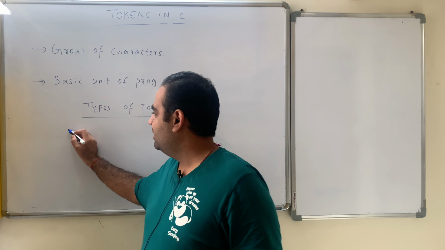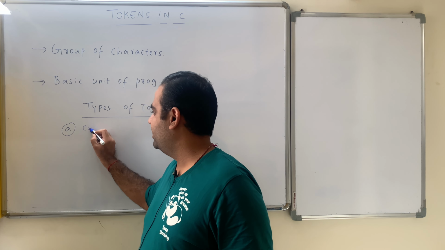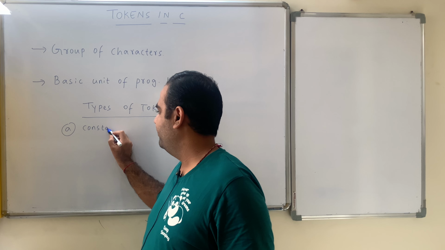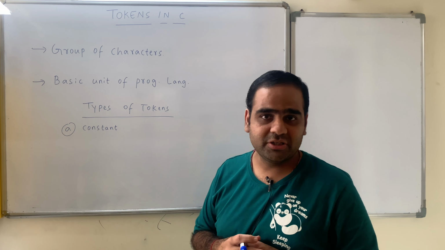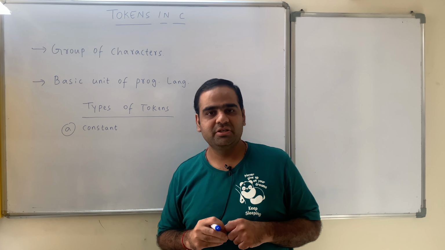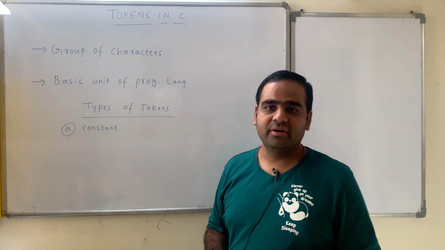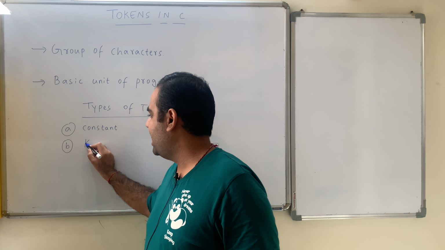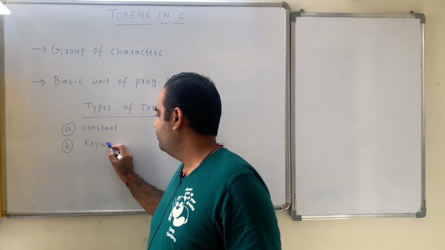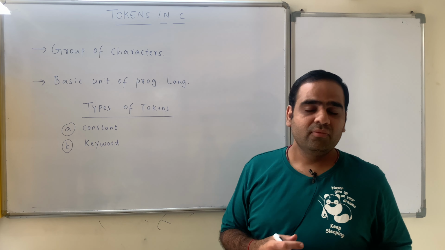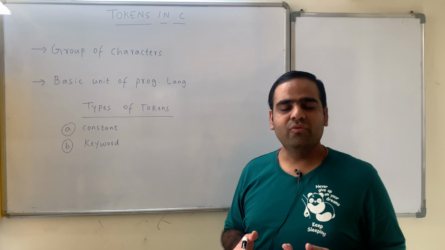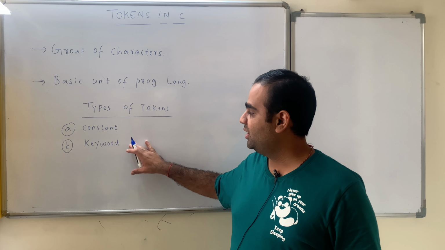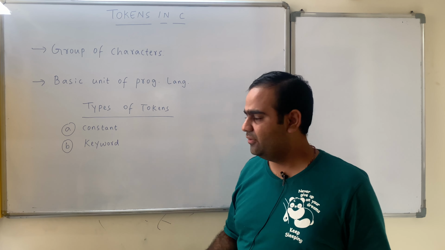Now there are different types of tokens. Let's start with the first token, that is constant. We will see what are different types of constants, what we mean by constants and how constants are written and so on. The second type of token that we have is a keyword. We will see what is a keyword, how many keywords are there, how keywords are written and so on in the video pertaining to the keyword.